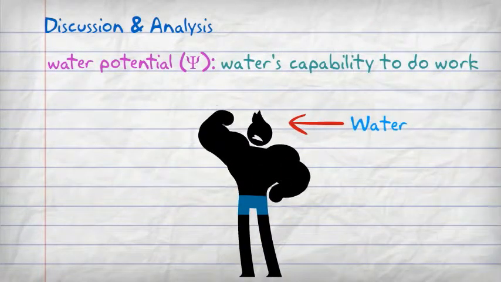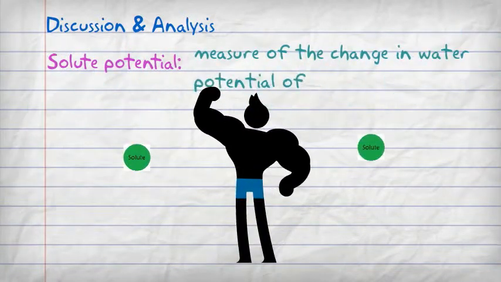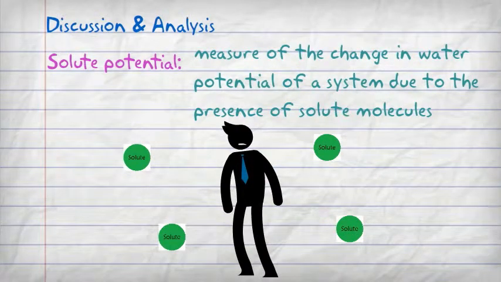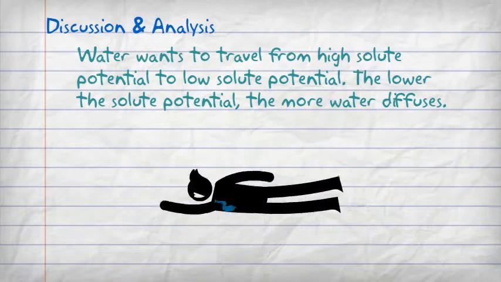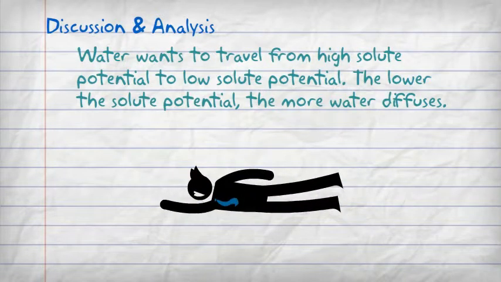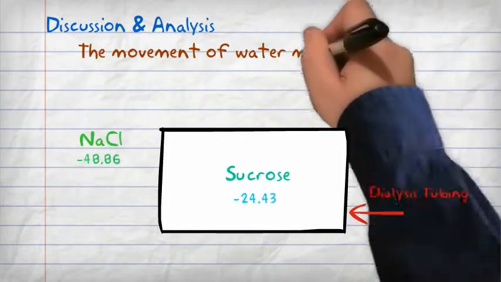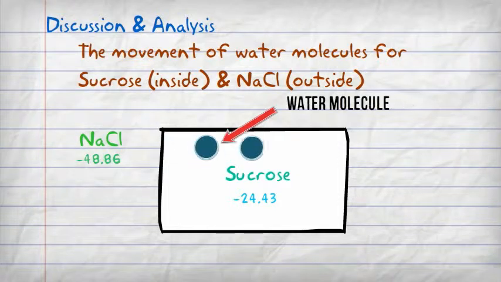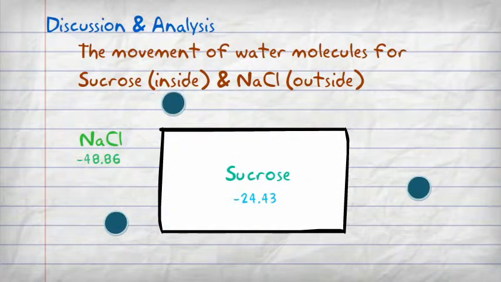Solute potential is the measure of change in the water potential of a system due to the presence of solute molecules. The more solutes there are, the less water potential is present. Water wants to travel from a high water potential to a low water potential. The lower the solute potential, the more the water diffuses. The movement of water molecules for the first pairing, sucrose and NaCl: sucrose has a high water solute potential and therefore water would diffuse towards the outside, making the cell lighter.